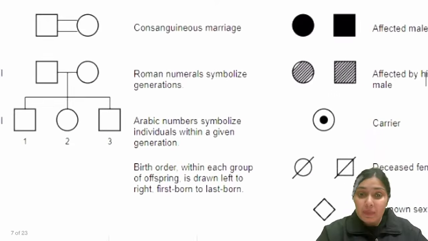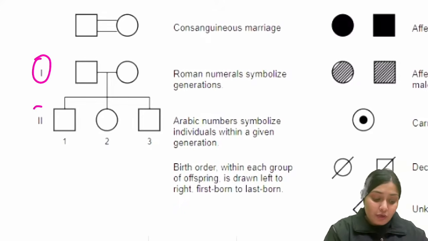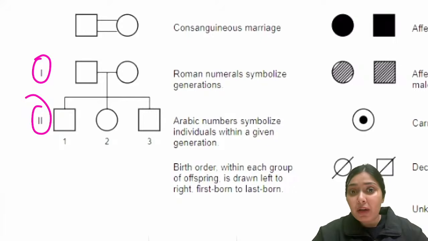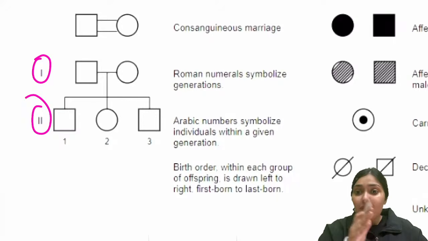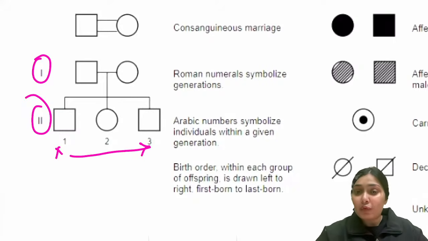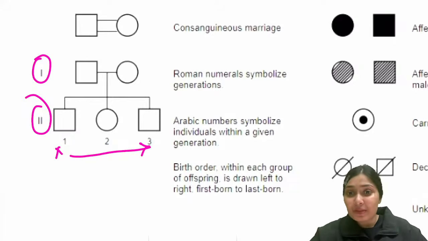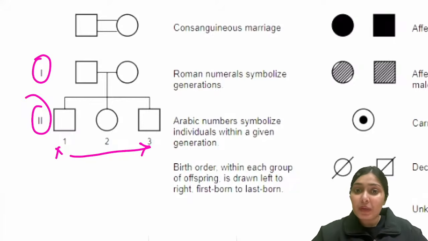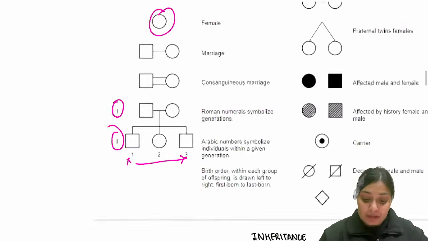Whenever we are making a family, we make a flowchart. Each generation is depicted by Roman numerals. The first generation would be I, the further generation would be II, represented in Roman numerals. Whenever we write down the siblings, the oldest is on the left, and as we go towards the right, that would be the last born. So the first born is always on the left and the last born on the right: 1, 2, 3. This is how we depict a family.